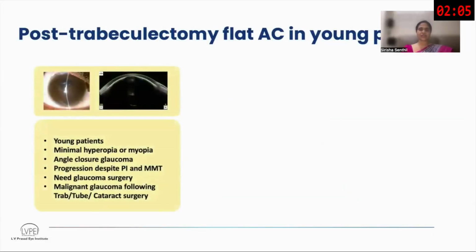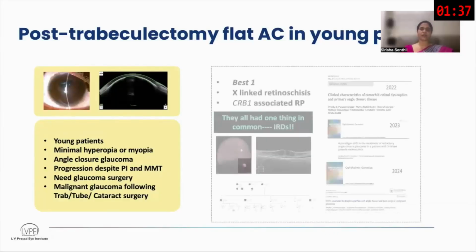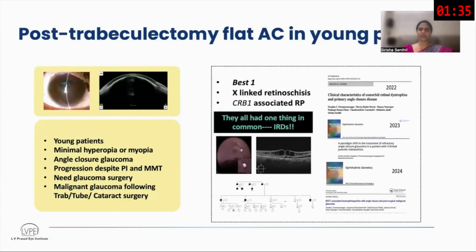So this is one condition we've been working on for quite some time, and we are slowly now understanding what happens. Young patients with angle closure present with very intractable angle closure glaucoma, and when we do a PI, that doesn't help. With time, the angle closure worsens, and these eyes require surgical management. And oftentimes when you operate on them, either with trabeculectomy or a GDD or any procedure, they end up having a malignant glaucoma or a flat anterior chamber.